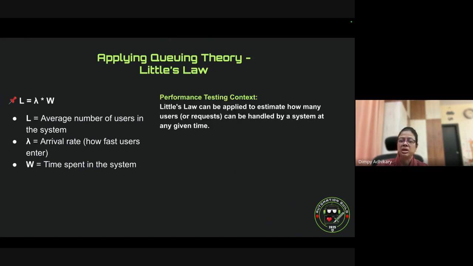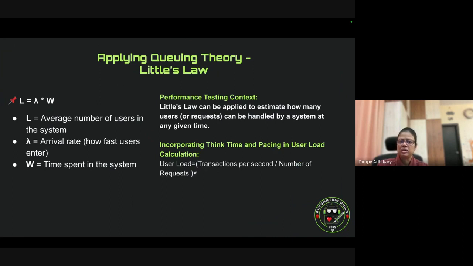So Little's Law can help us estimate how many users can be handled by a system at any given time. And we incorporate think time and pacing in the user load calculation. So user load equals transactions per second divided by the number of requests, multiplied by the sum of overall response time, total think time, and pacing.